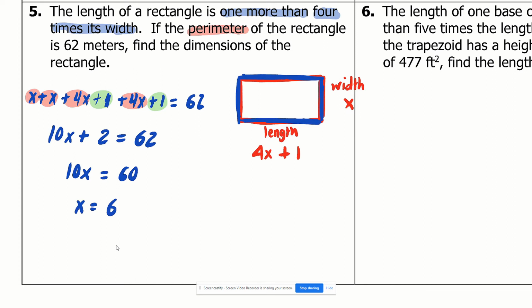So what does that mean? If x equals 6, what does that mean? My width is 6 by my length is 4 times 6, 24 plus 1. So my rectangle is 6 by 25. Y'all with me? Does that help a little bit? When I'm not comparing one number to another number, we actually have length and width. It makes it a little clearer, doesn't it?